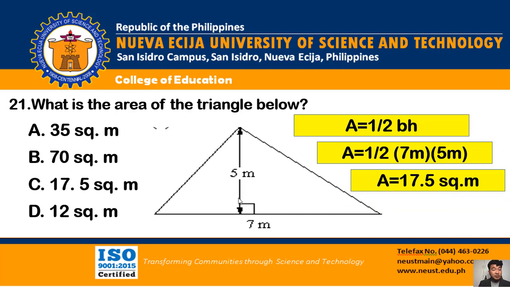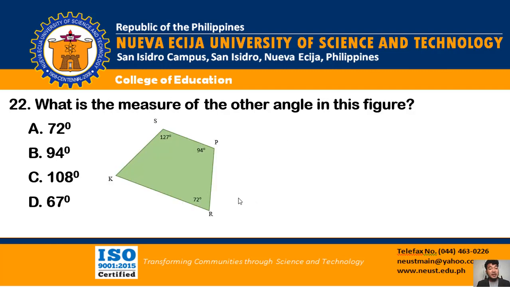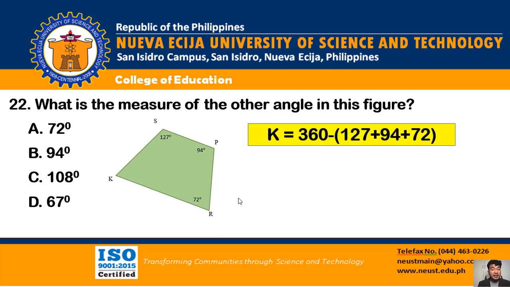So A is equal to 17.5 square meter, which is letter C. Number 22. What is the measure of the other angle in this figure? Take note that the sum of all the angles of a given quadrilateral is equal to 360 degrees. Given the measurement of the three other angles, you can now solve for the unknown angle, angle K, by simply subtracting all these measurements from 360.